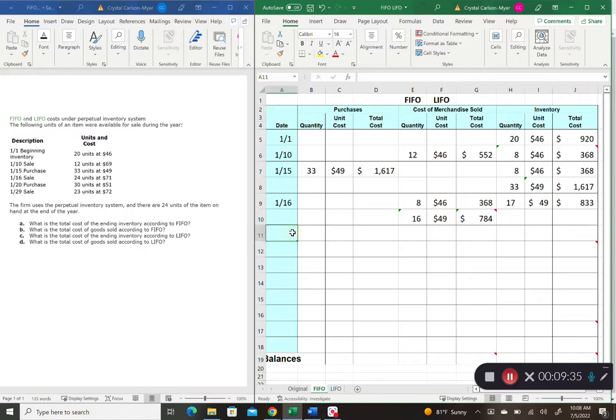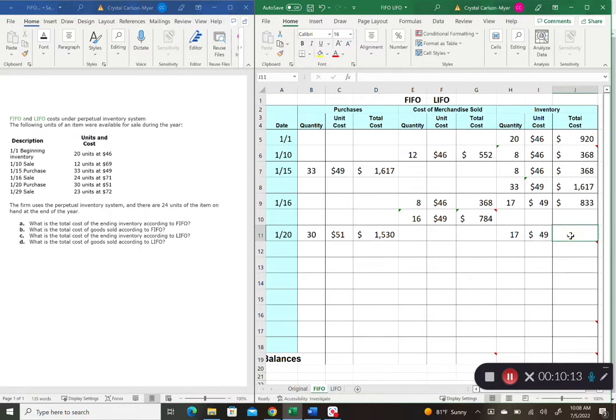All right, let's go on to the 20th purchase. So I purchased another 30 units, cost me $51 each, for a total cost of 30 times 51 of $1,530. So my ending inventory now, I have 17 units still left of the $49 per unit, and then I have 30 units of the $51 units. So I'm going to go ahead and put that in my totals here.